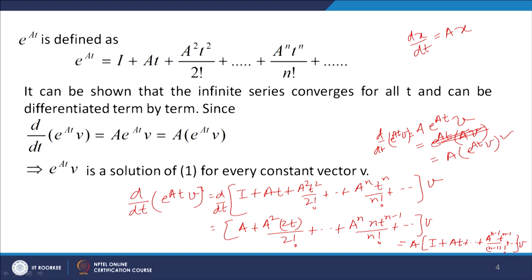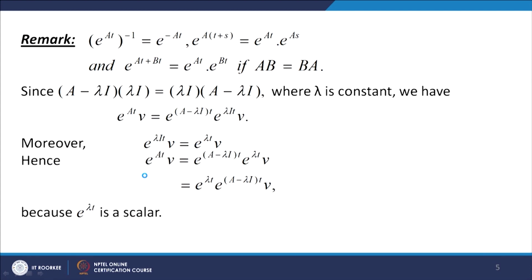So, e to the power At into b is a solution of the vector differential equation 1 for every constant vector b. Now, we can easily show that e to the power At inverse is equal to e to the power minus At, and e to the power A(t plus s) equals e to the power At into e to the power As, e to the power (A plus B)t equals e to the power At into e to the power Bt if AB equals BA. This we can see very easily.